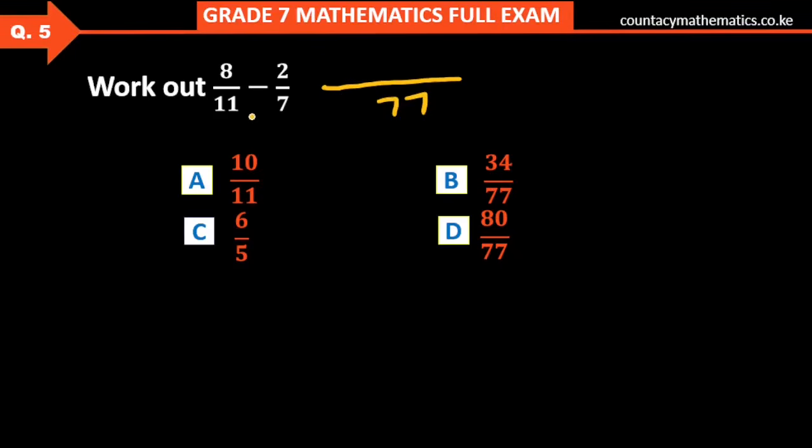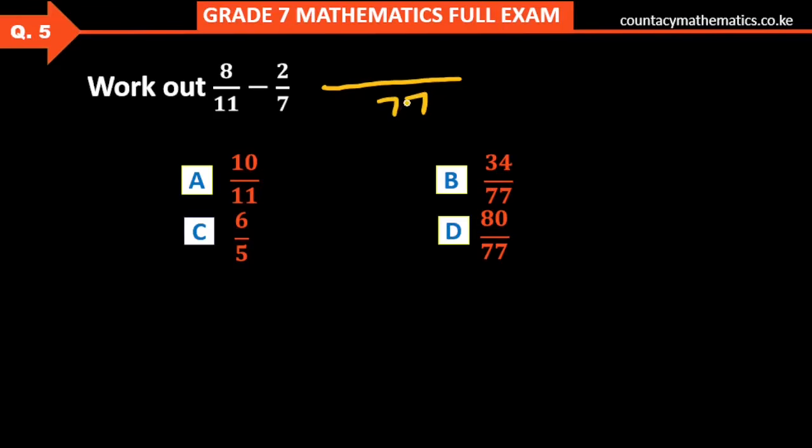Whenever you've got prime numbers, that are numbers that are not divisible by any other number, how you find the LCM is that you simply multiply them to get the LCM. For this case, we multiply 11 by 7, and that is going to give us 77. So let's go ahead and work out the question.